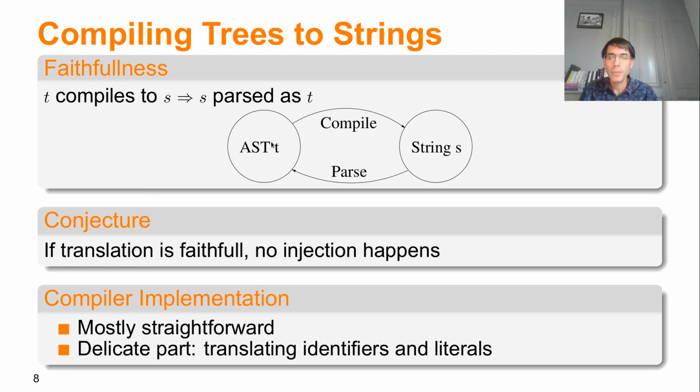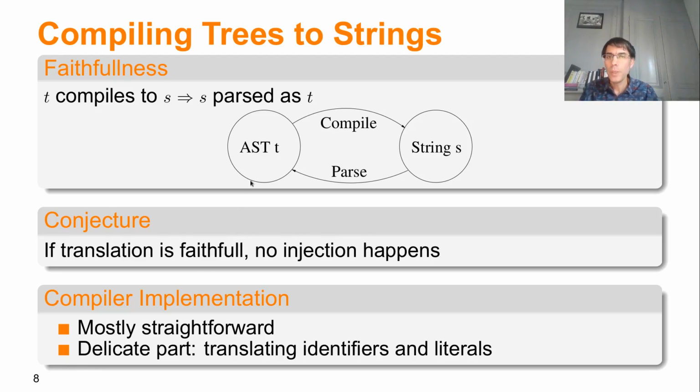Well, the idea is if you have an abstract syntax tree T, you compile it into a string S. If you parse that string S, you should get back the very same syntax tree here. Right? If you do, we say that the translation is faithful, and we claim that if translation is faithful, no injection happens, mostly, and we will support this claim with further examples later.